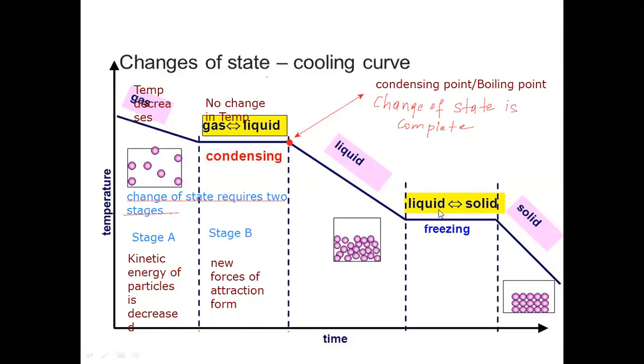Some of the particles are in the liquid state, some are in the solid state, but it's only when we get to the very end of this line that we can say that there has been a full change of state and that we will only have solid particles as of this point going forward. So as you can see, if we continue to go down, we would only have solid particles.